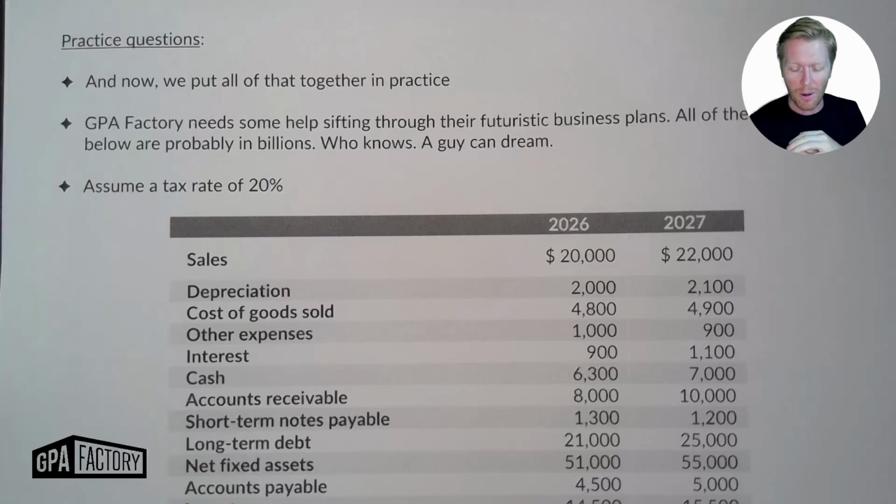All the numbers are, I don't know, 20,000, 22,000, but all these numbers are in billions. That's how well we're going to do in the future. So we got $20,000 billion in 2026 and $22,000 billion in 2027. We are going to be rolling in the dough. So we got to assume a 20% tax rate. And then we got a series of questions.